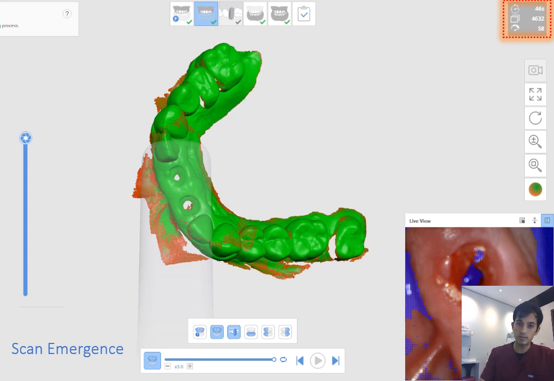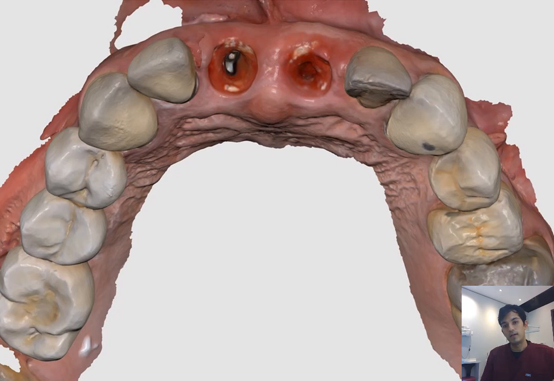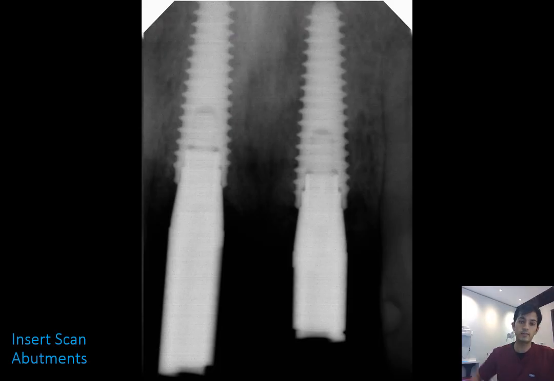So 46 seconds, we got our scan of the implant arch. And this is the final scan we can see here. We beautifully captured the emergence profile. We recorded the contact points nicely, and we're ready for the next scan.